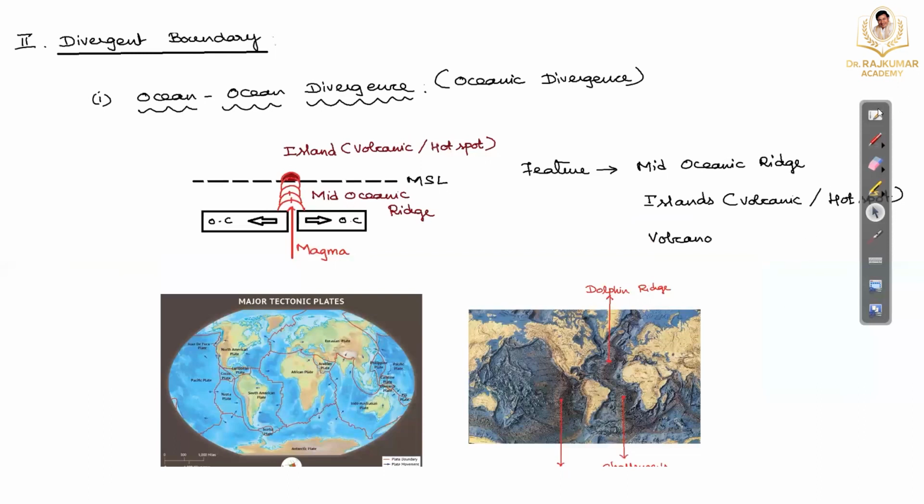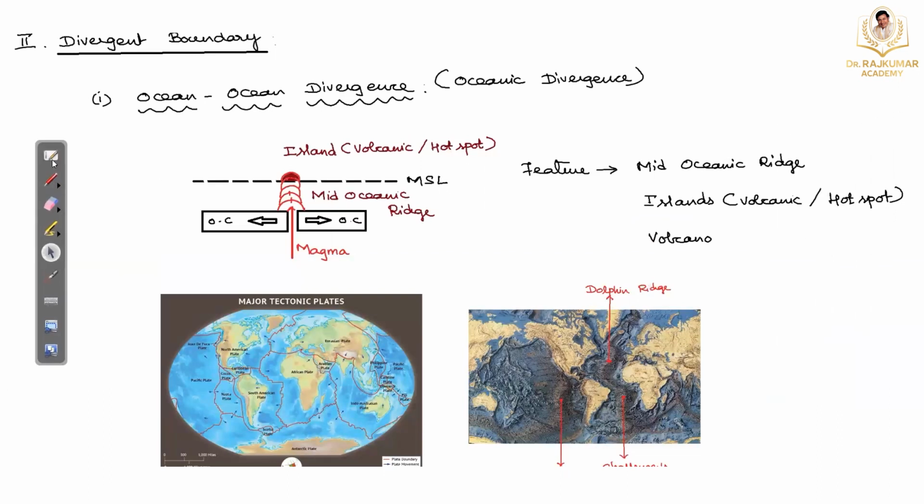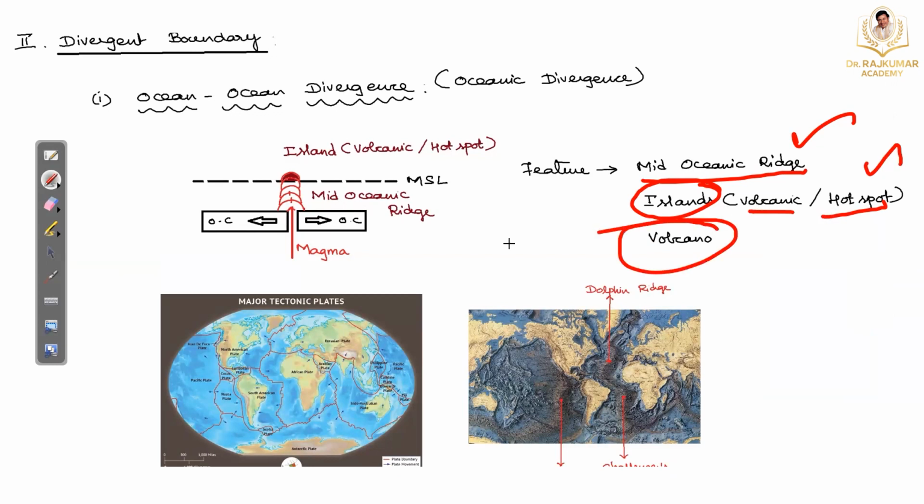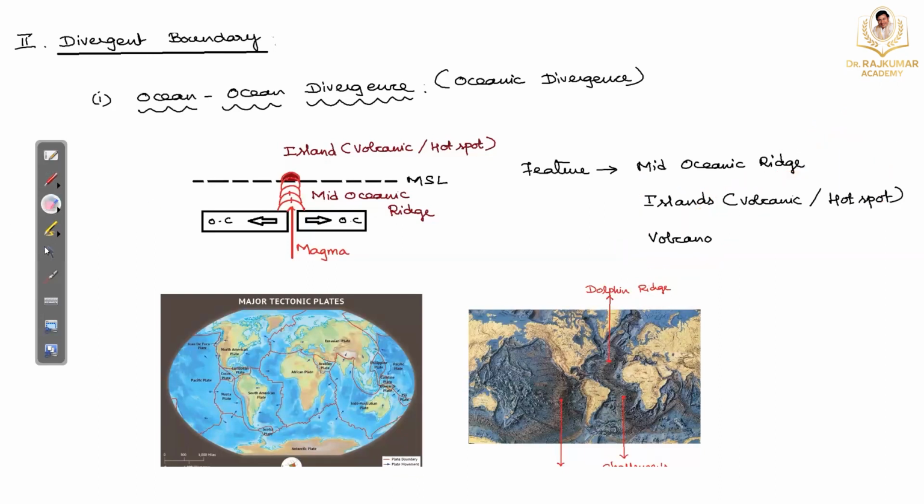Everything we have taken, and to consolidate, my dear friends, what are the features generally we identify along any oceanic divergence? As I said, the most common feature will be what? Ridge. Ridge growing above mean sea level becomes an island. Either you call them volcanic, or to be very specific, you call them hotspot islands. If this island is large enough, I can also have N number of other volcanoes. Okay, that's all about this oceanic divergence.